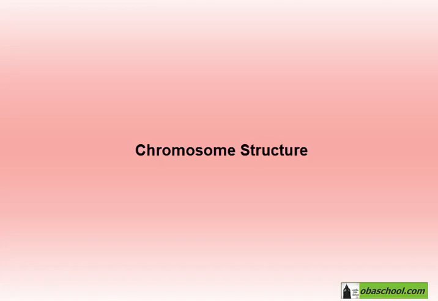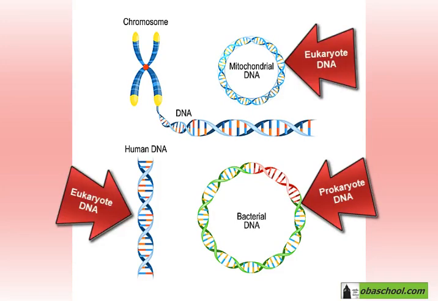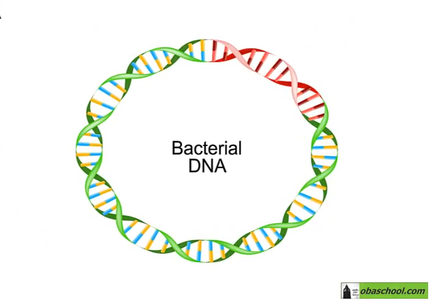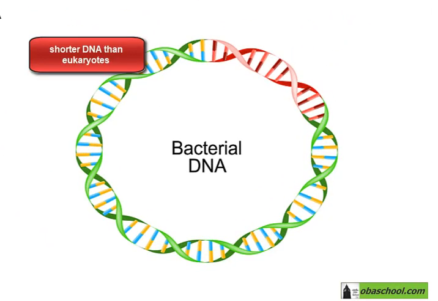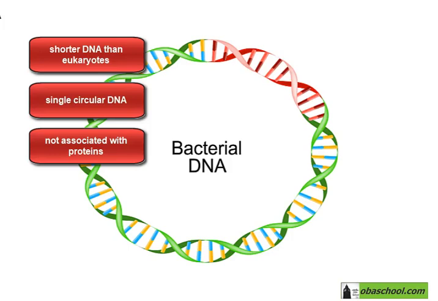Now we are going to talk about chromosome structure. Chromosomes are different in prokaryotes and in eukaryotes. In prokaryotes, the DNA is shorter than in the eukaryotes. It is one circle and it is not associated with proteins. So the prokaryotic cell does not have chromosomes, it has one piece of circular DNA.